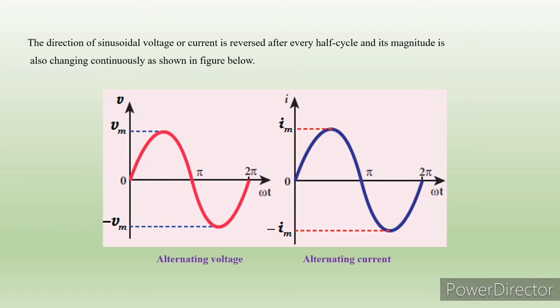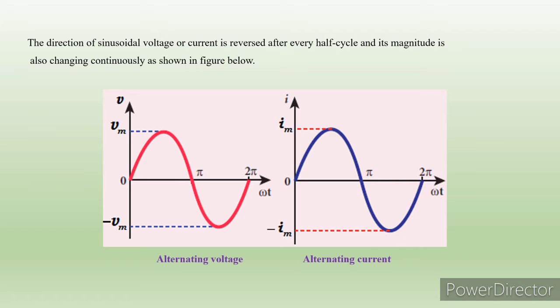The direction of sinusoidal voltage or current is reversed after every half cycle, and its magnitude is also changing continuously as shown in the figure below. The first graph shows alternating voltage. Along the x-axis, omega t is taken. Along the y-axis, voltage V is taken, and Vm is the voltage amplitude.